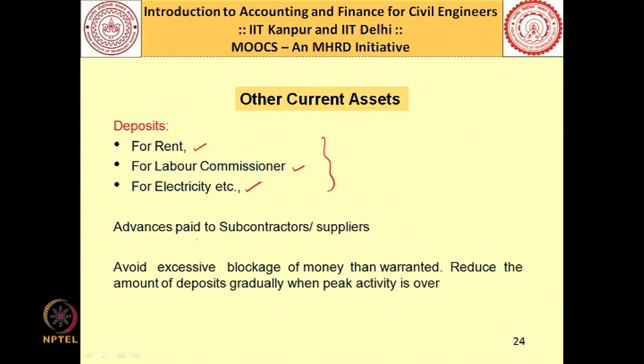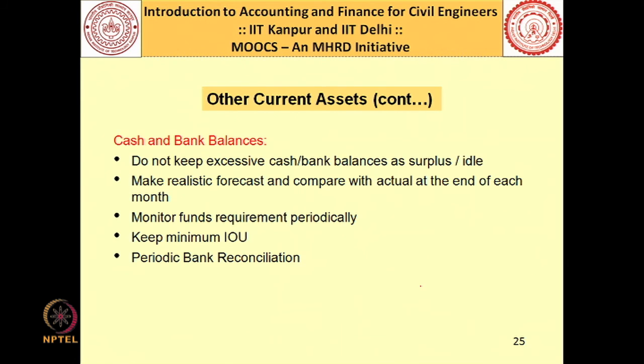Then you also have to make sure that the advances that you paid to your subcontractors and suppliers are recovered in time. You have to avoid excessive blockage of money than which is warranted. You have to reduce the amount of deposits gradually when peak activity is over. So, all these are basically aimed to help you in reducing your inventory level.